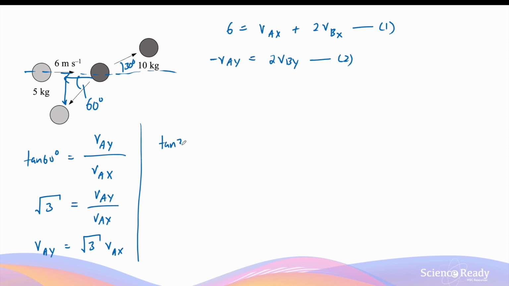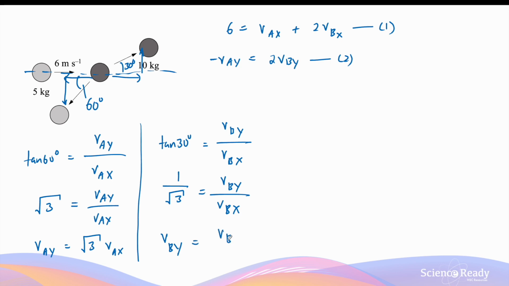I can say that tangent 30 degrees is equal to the opposite velocity vector, which will be VBY, divided by the adjacent velocity vector, which would be VBX. Tangent 30 degrees equals 1 over square root of 3, and this is equal to VBY over VBX. Let's make VBY the subject here, so VBY is equal to VBX divided by the square root of 3.